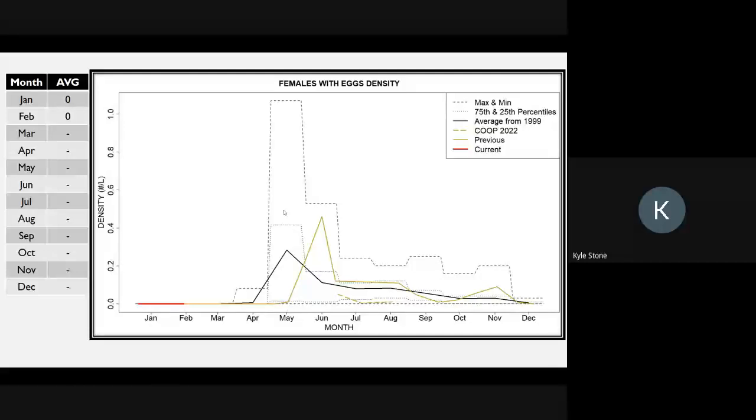Females with eggs. So a few things here. You can see that egg production also started in May and June. Some of them were happy enough that they were producing eggs at a rate a little higher than the average that we typically see for the year. And then there's this odd bump in November where they switched back to live production.